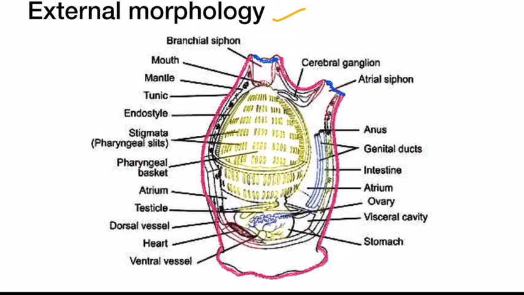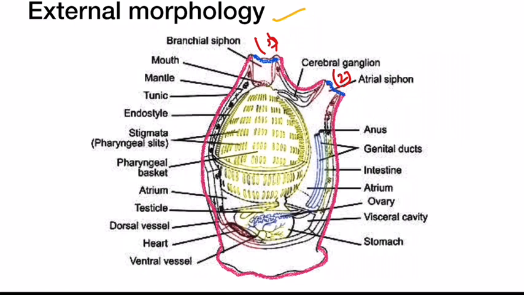This is the image of the adult Herdmania. This adult Herdmania looks like a potato, so they have given the name sea potato. The body surface of this sea potato has 2 pores. They are called the branchial pore and the atrial pore. The 2 pores are present on the branchial siphon and on the atrial siphon. The branchial siphon has the branchial pore and the atrial siphon has the atrial pore. Water enters into this organism through the branchial siphon and leaves the body through the atrial siphon.